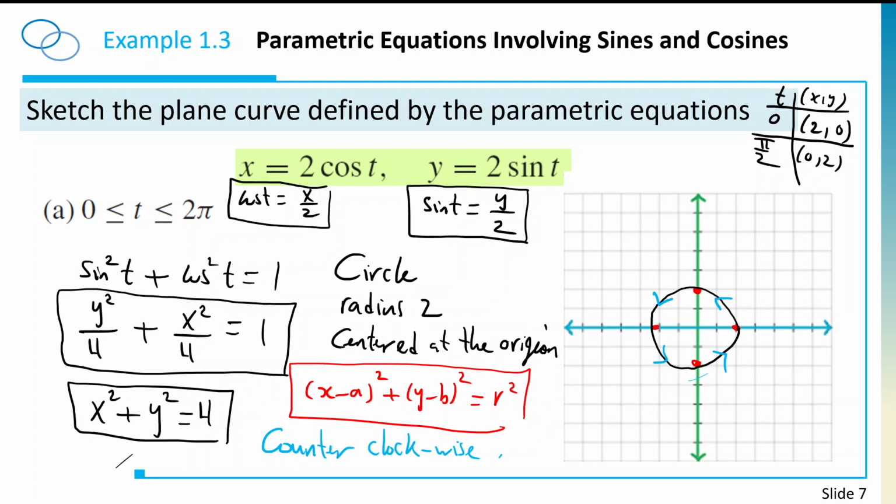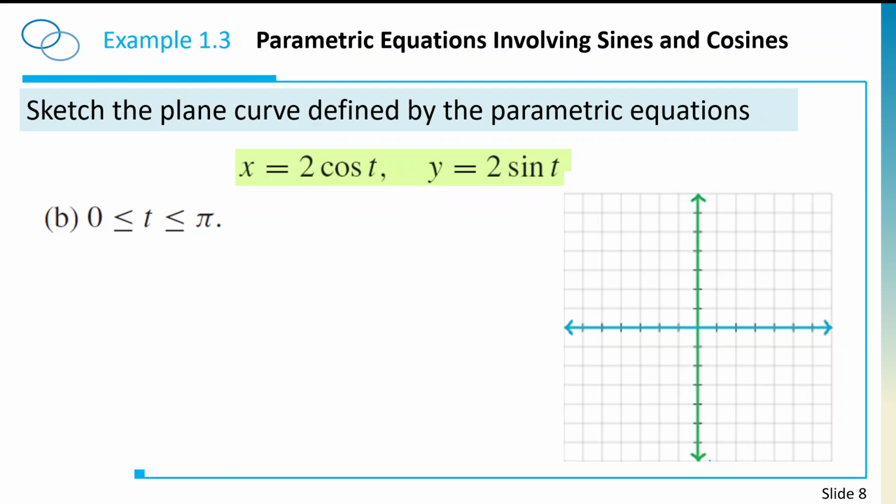Now part B, for the same question, they tell me to graph or sketch the plane curve for the same parametric equations, but the only change here is the interval. In part A, it was from 0 to 2 pi. Part B, it's only from 0 to pi, which should be simple for you. It's still exactly the same equation as before. Just check what we've done in part A. So this is still x squared plus y squared equals 4. But in this case, we use only from 0 to pi.